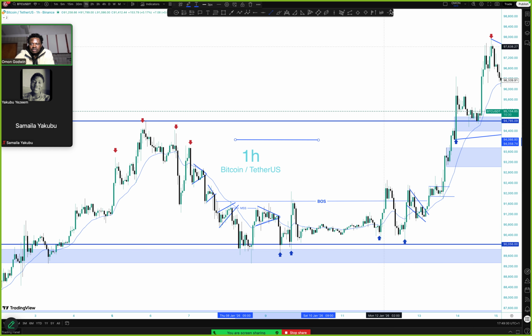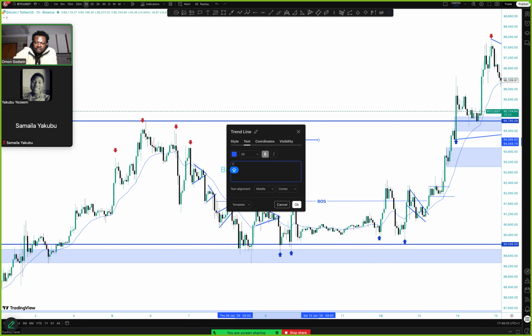You can also use this. For example, you say change of structure. Most of the time they use change of character. Most of the time they use it this way, or they will just use CHoCH, like this. It's also change of character. Okay, change of character and market shift of structure are the same thing.